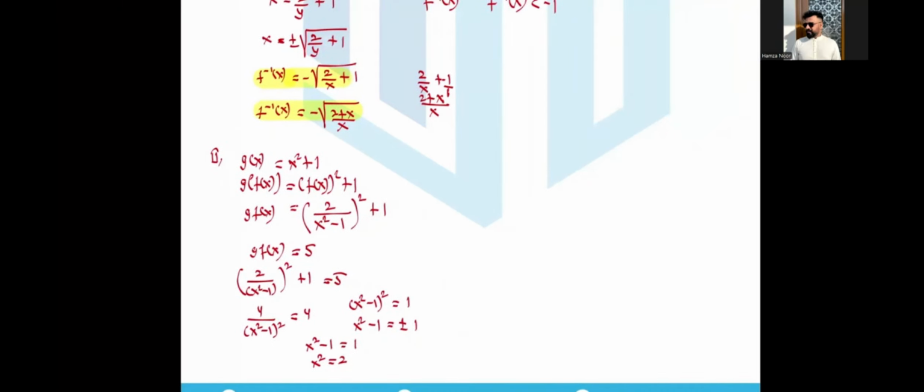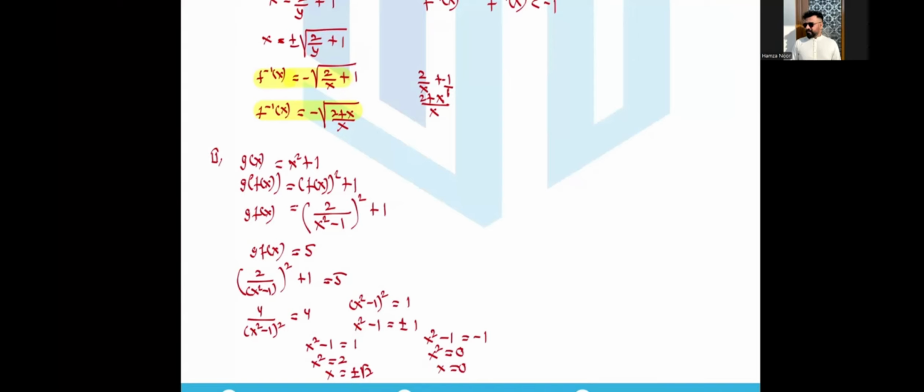And the other possibility would be x² − 1 is equal to −1, meaning x² is equal to −1 + 1, which is 0, which means x is equal to 0 by taking the square root on both sides. And in the case where x² was equal to 2, x is equal to ±√2. Okay, we have three values. x is equal to positive root 2, x is equal to negative root 2, and x is equal to 0.